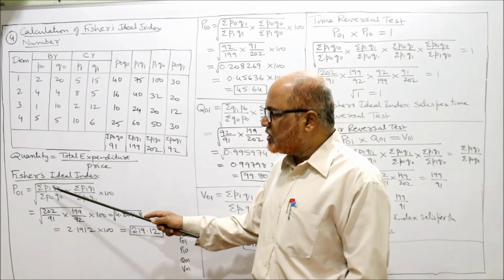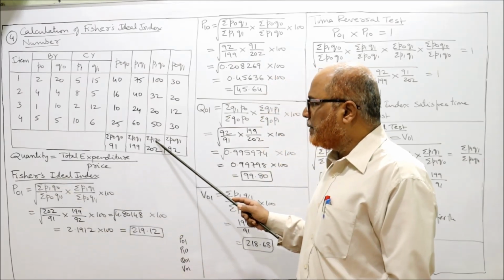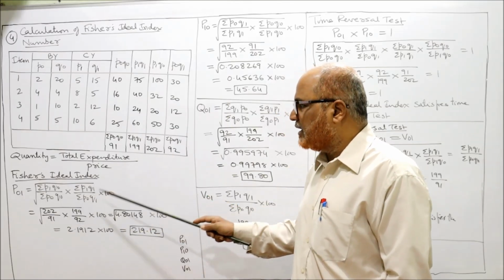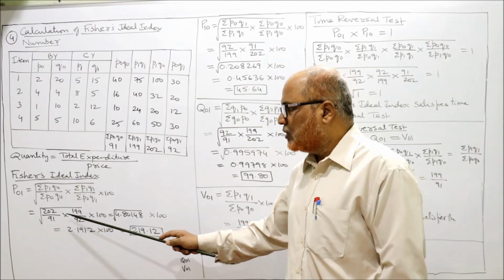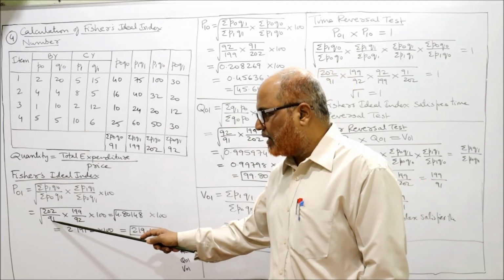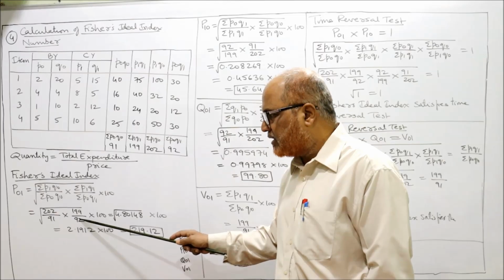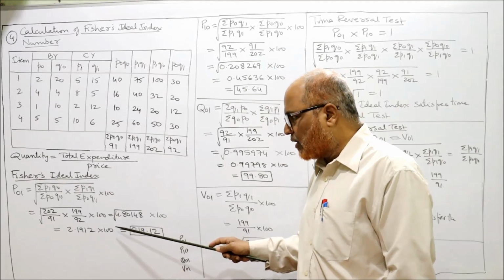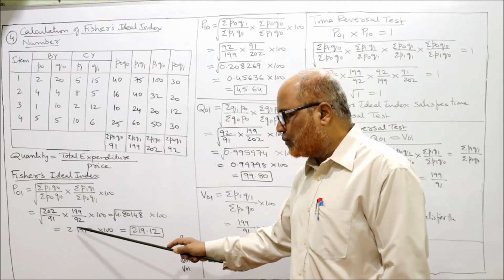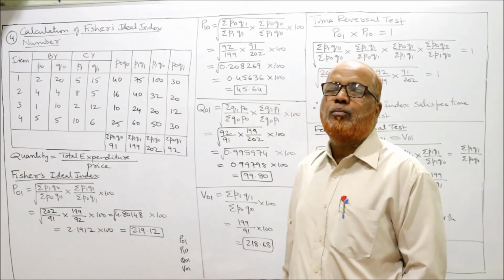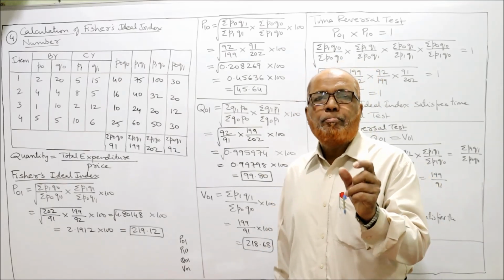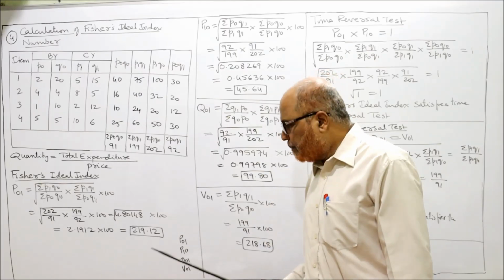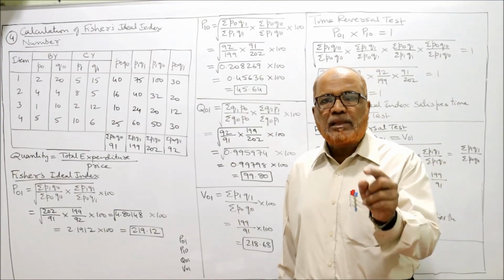Now substitute the values: summation P1Q0 is 202, P0Q0 is 91, P1Q1 is 199, P0Q1 is 92. So 202 divided by 91 into 199 divided by 92. When you solve this you'll get 4.80148. Then take the root, you'll get 2.1912 into 100, that is 219.12. This is the price index of current year, P01. So one item we got, P01.